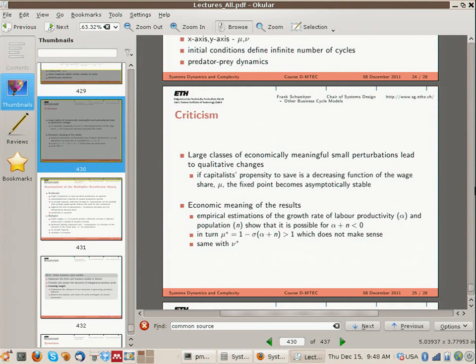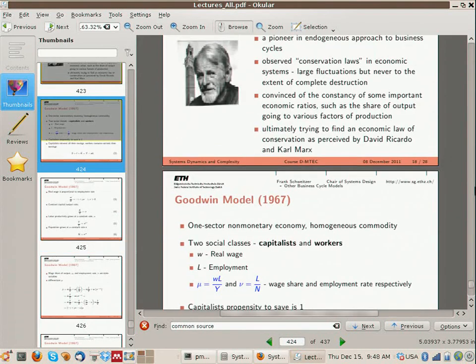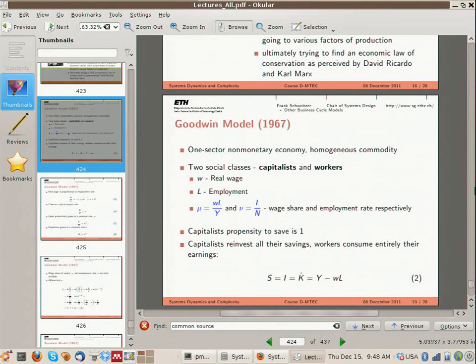Yes. So you see, I believe this is the Goodwin's model. The Goodwin's model relied on the capitalist propensity to save being constant. Where was the introduction? Yes. Capitalist propensity to save is one. So everything they get is saved and then reinvested.